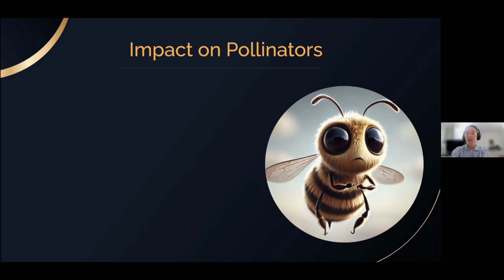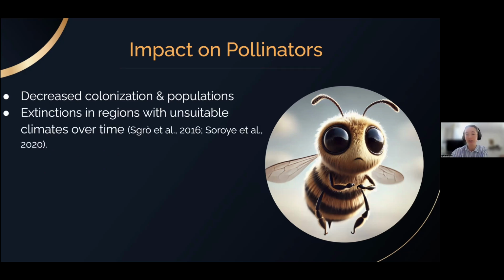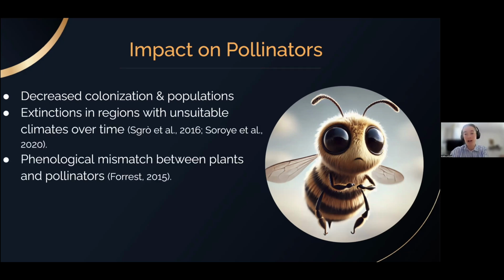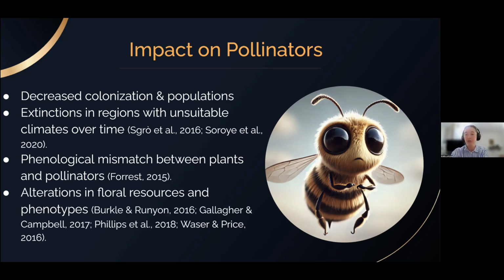On the impact on pollinators, first, with climate change, we can see a decrease in colonization, declining populations of pollinators, and even extinctions in regions over time. And moreover, as Sydney did an amazing job explaining, there can be phenological mismatches where plants and pollinators are no longer in sync with their timing. Additionally, it can alter floral resources and even floral phenotypes, affecting the interactions between plants and pollinators.